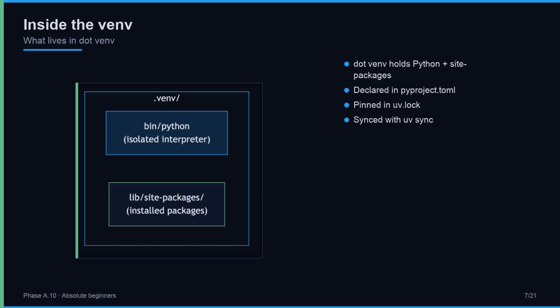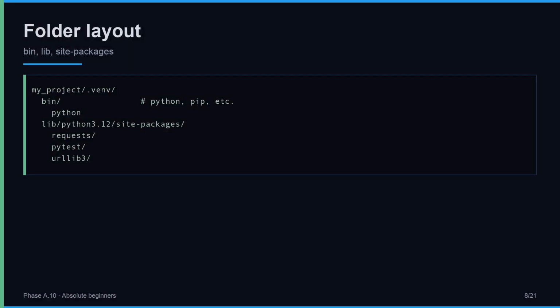Where everything lives. Here is the actual layout. Inside .venv there is a bin folder, on Mac and Linux, containing the Python and pip executables for this venv. Under lib, Python 3.12, site-packages, you find every installed library, requests, pytest, urllib3, and so on. When you run uv run python, you are using .venv/bin/python, which only sees packages inside this venv. That is the whole magic, a private Python that knows about nothing else.